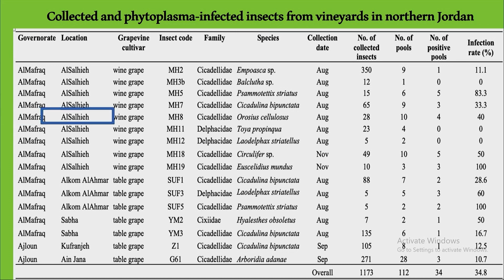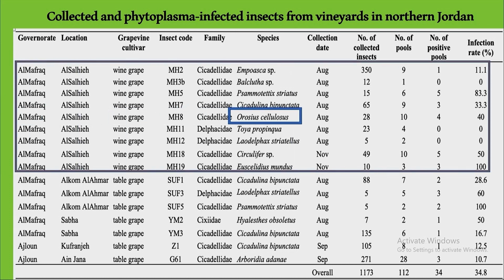Regarding the insect species or the collected fauna, we have almost 9 insect taxa with wine, including Empoasca, Psammotettix, and Orosius cellulosus. This is first reported in the country. And also we have Echinilidus mundus and others. We also collected 6 insect taxa from the table grape orchards.